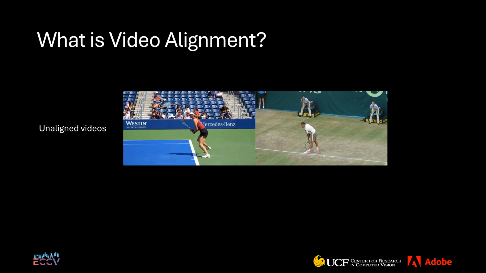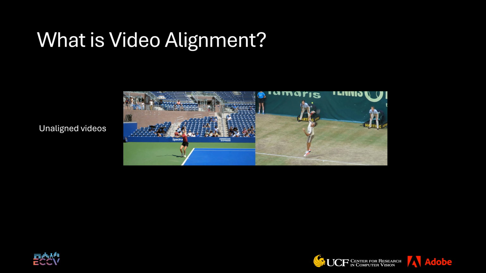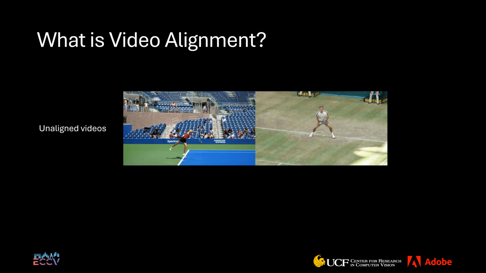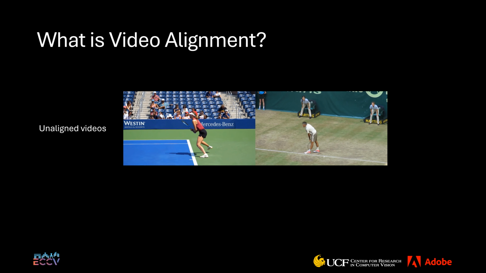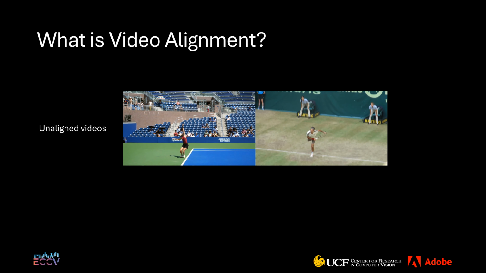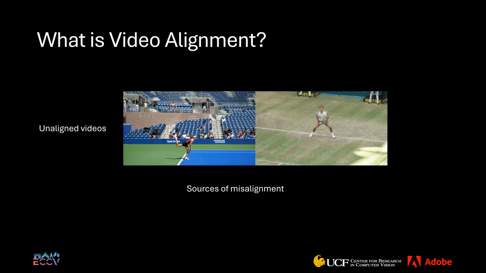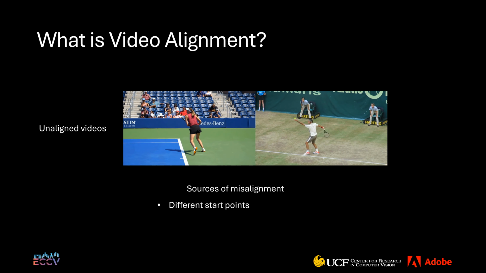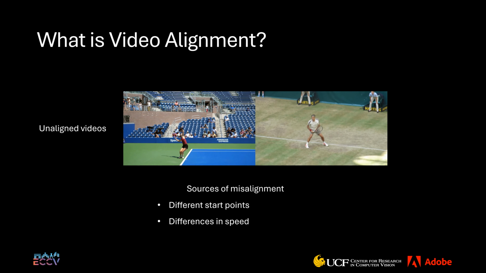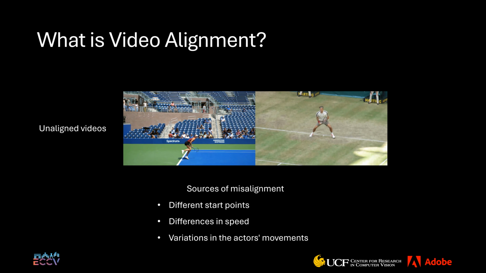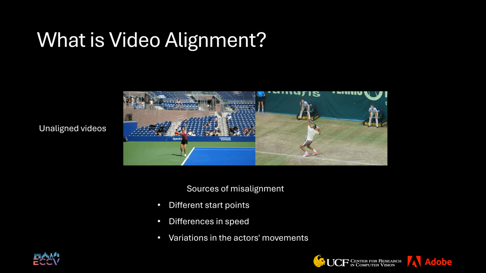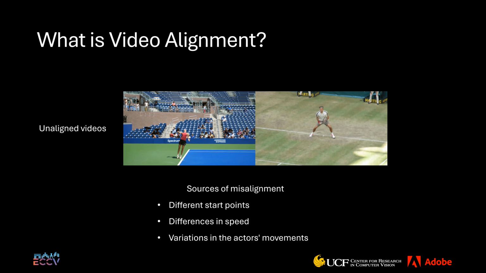Before diving into the problem statement, let's first explore what video alignment is. Here we have two videos of tennis serving actions. Notice that key events, like the ball touching the racket, occur at different times in each video. This misalignment happens due to factors like varying start points of the action, differences in speed, or other variations in the actor's movements. These videos, therefore, are unaligned in time.